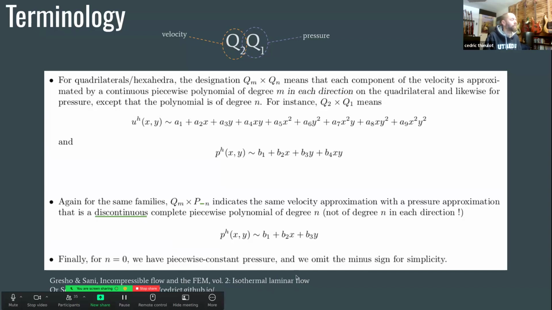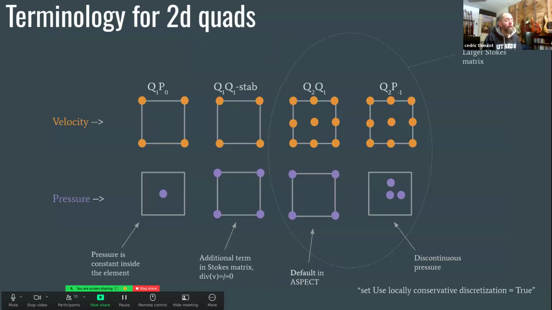to justify this. Okay, so the element I was talking about at the beginning of the talk is the Q1P0. So this one has a linear velocity and a constant pressure.